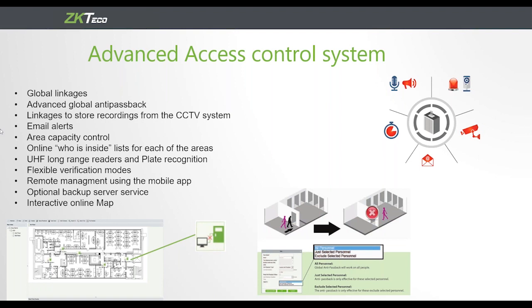We have also email alerts. It means that for the different events, we can send one email to the user that we want. We have an area capacity control. It means that we can define an area and we can set the maximum and also the minimum capacity of people in that area. We have an online who is inside list for each of the areas. It means that in real time, we can know which people are in any of these areas. We also support UHF long range readers and LPR recognition.